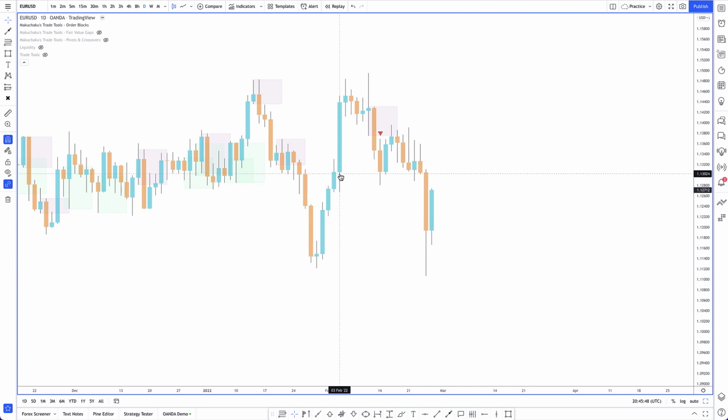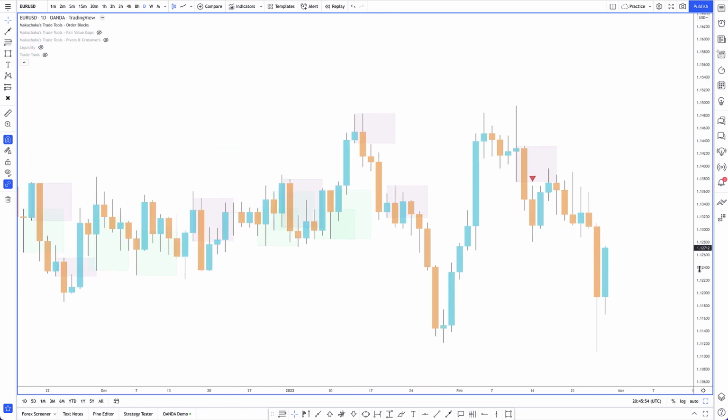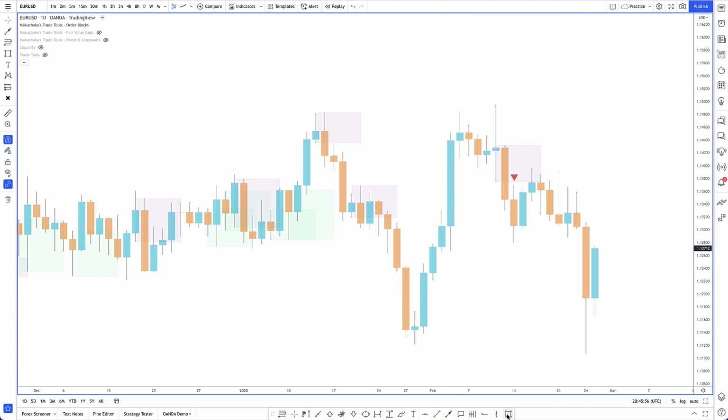So the first thing we want to discuss is an order block. If you look closely, an order block is basically an engulfing candle. You can see an example here where this up candle was completely engulfed by this orange candle.